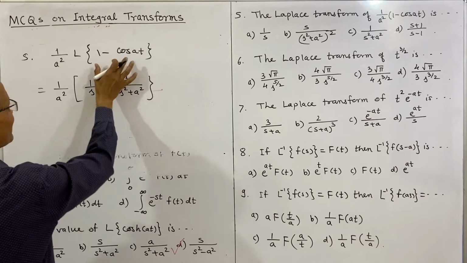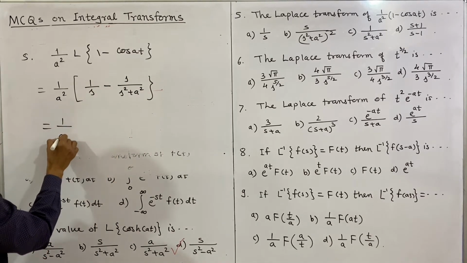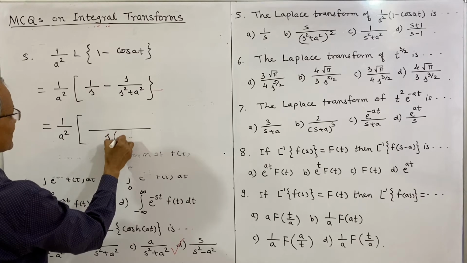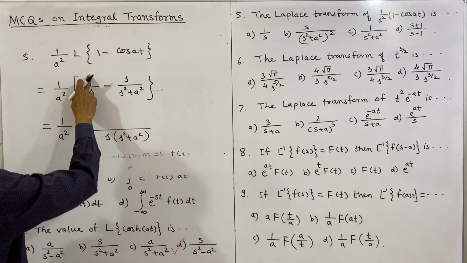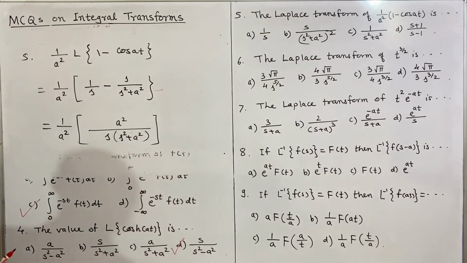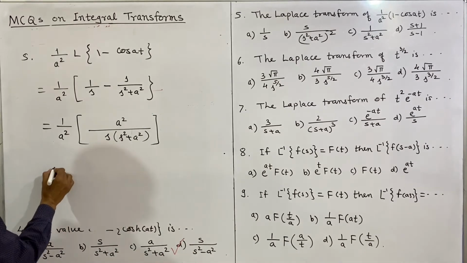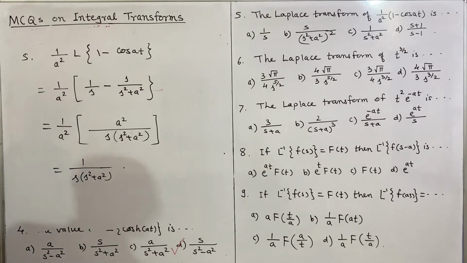These are the formulae for Laplace transform: of 1 is 1 by s, and of cos at is s upon s square plus a square, and that can be simplified. It is 1 upon a square into bracket, cross multiply, take the LCM as s into s square plus a square, and the numerator will be s square plus a square minus s square, that is a square. Therefore, this a square cancels, and what remains is 1 upon s into s square plus a square.